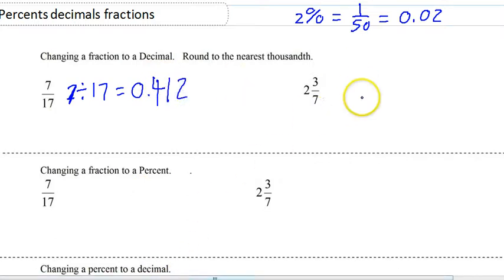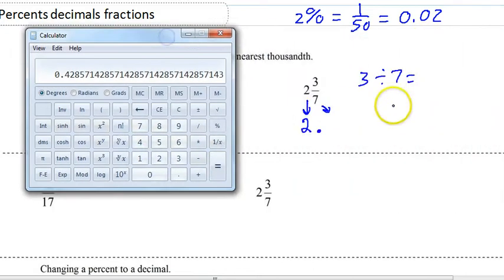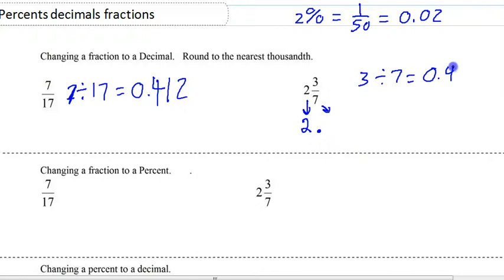Alright, what if you have a mixed number? Well, this is the whole part, so that gives us a 2, and then this is our fraction part, so that's where we get our decimal. So if we go 3 divided by 7, it will tell us our decimal. 3 divided by 7 is 0.429. And then that is our decimal. So that's how you change a fraction to a decimal.